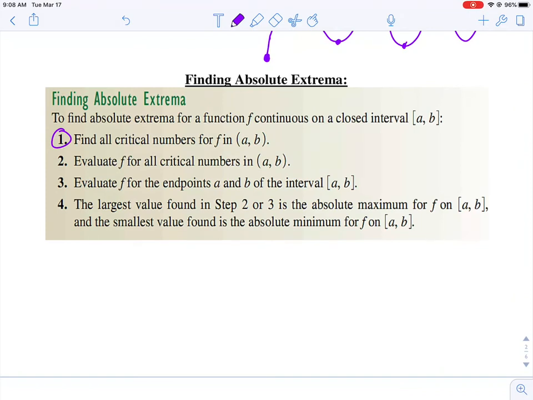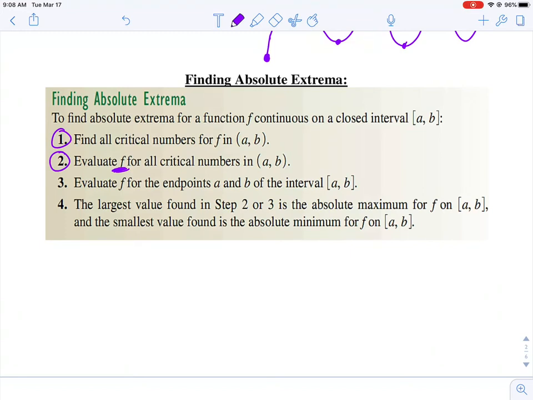We're going to find our critical numbers. That's where our derivative equals 0 or does not exist. We're going to take those numbers, our critical numbers, and evaluate them in our original function, because if we can figure out where it's at and then compare them, then we can figure out where the highest value is versus where the lowest value is.